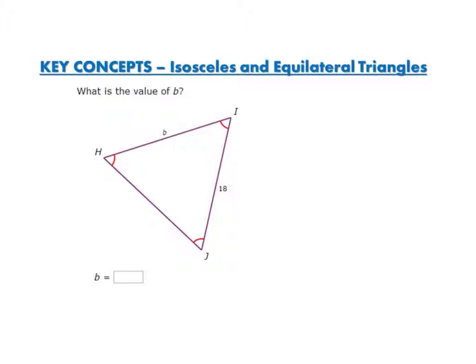This question says, what is the value of B? Notice B is not an angle measurement, but a side length. And we've learned that if you have two congruent angles, I know they're congruent because of the one arc, then their opposite sides are also congruent. So this is really pretty easy. The length of B is also 18.